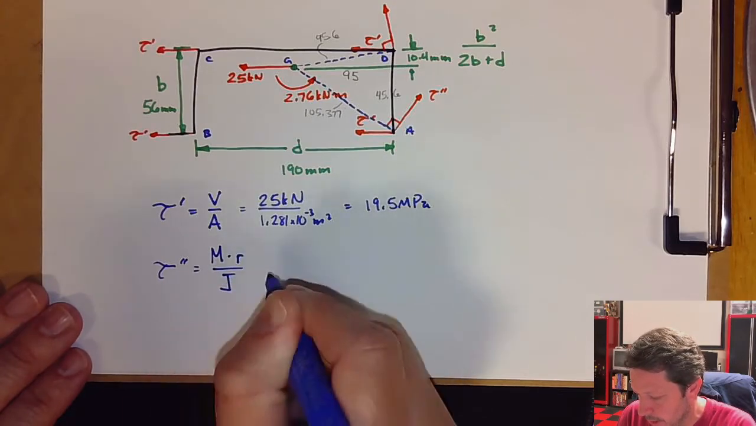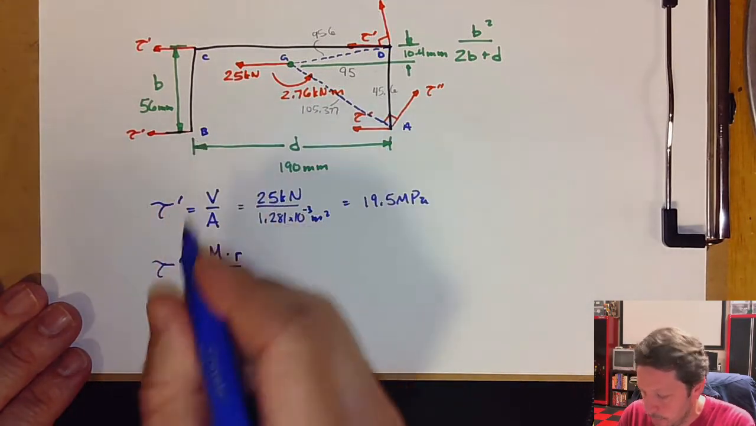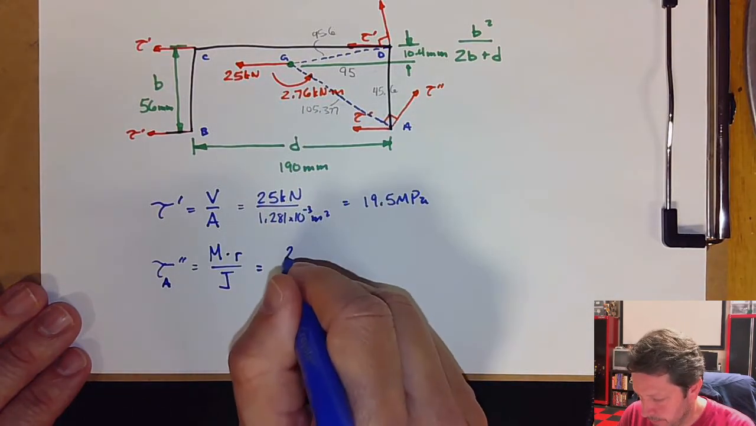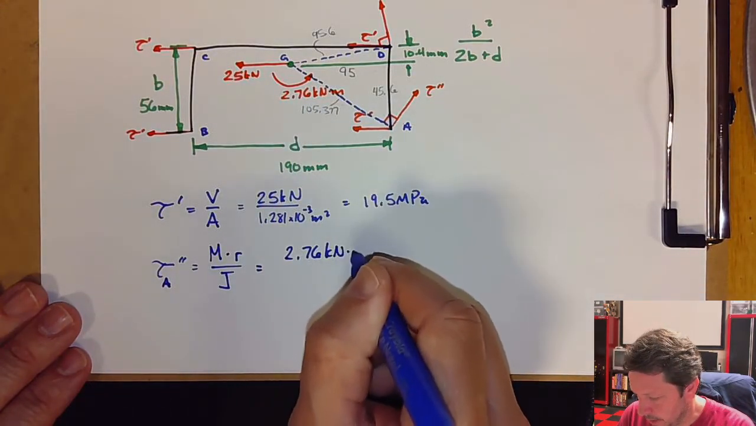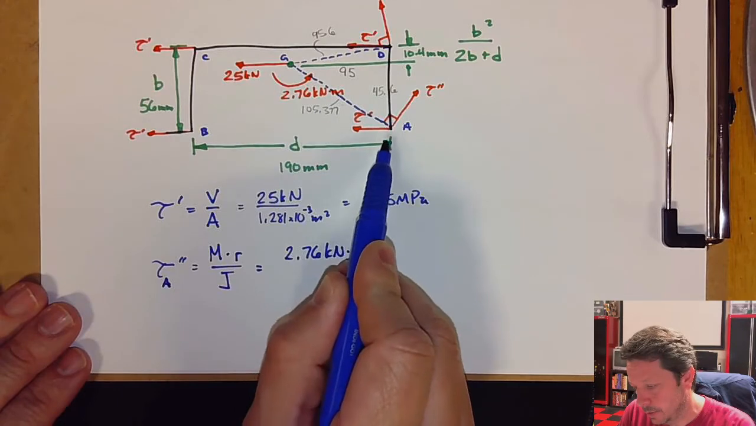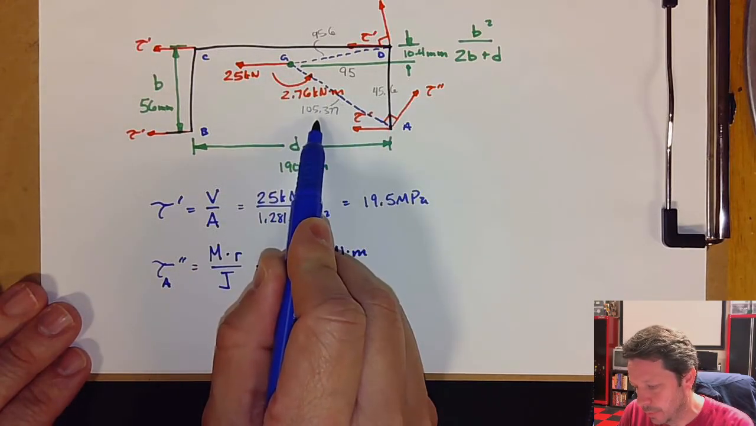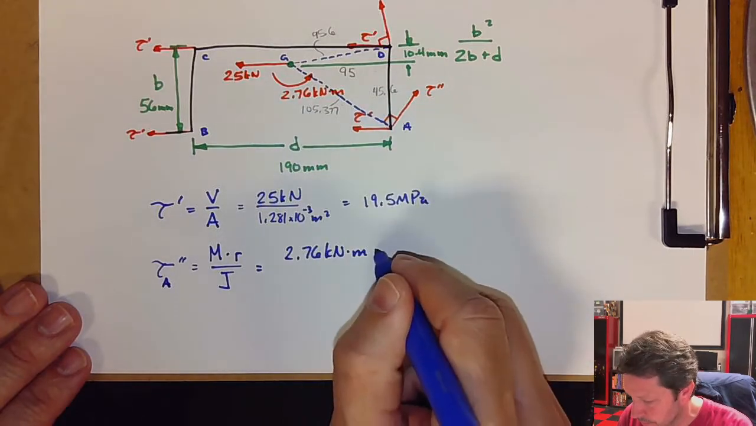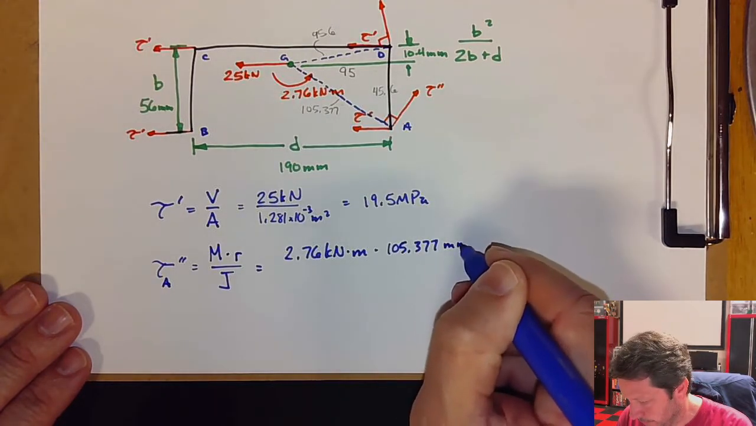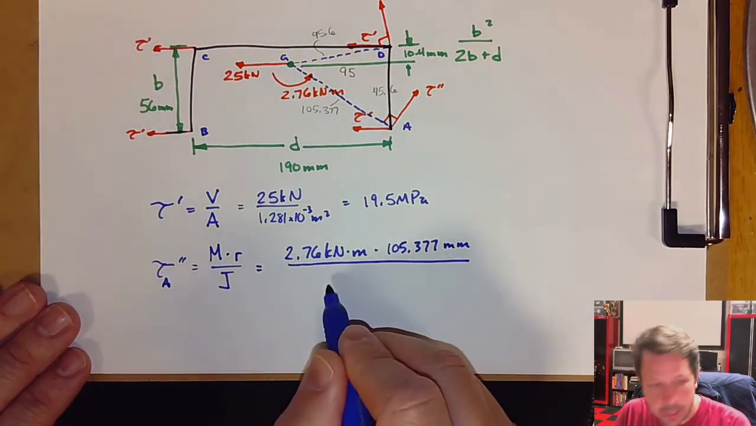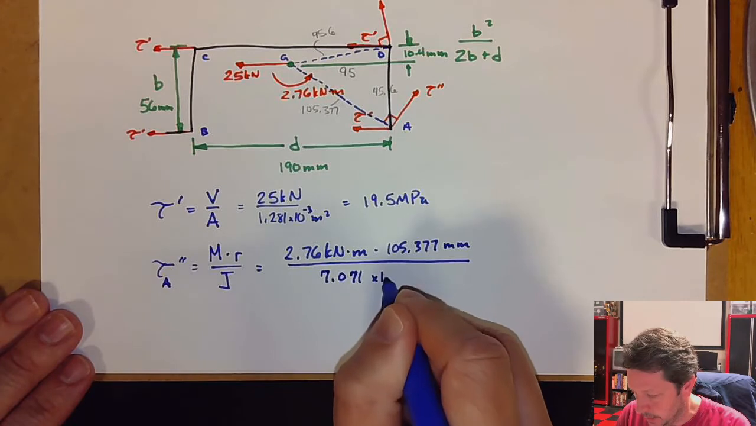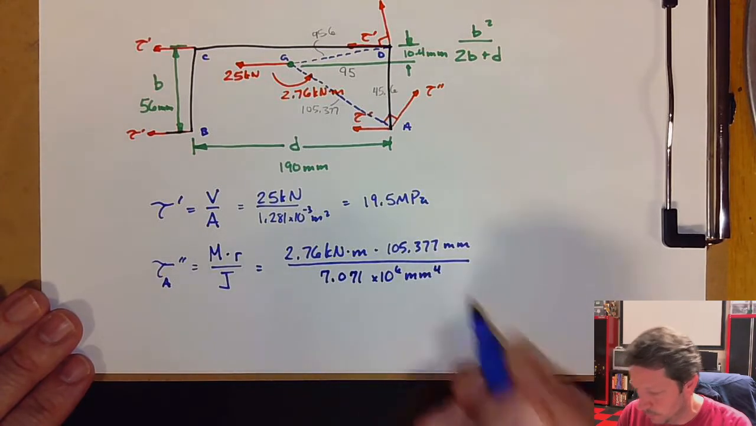MR over J. So for points A and B, but we'll just do A, M is the same: 2.76 kilonewton meters. R is the distance from the centroid of the weld group down to the point we're interested in, so AG, which was 105.377 millimeters. Your book just has this number as 105. And J is the number we just calculated, 7.071 times 10 to the 6th millimeters to the 4th.